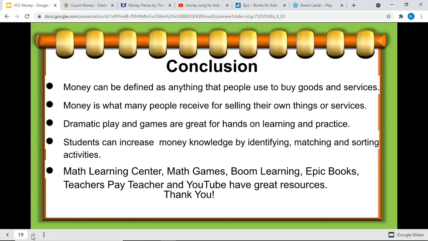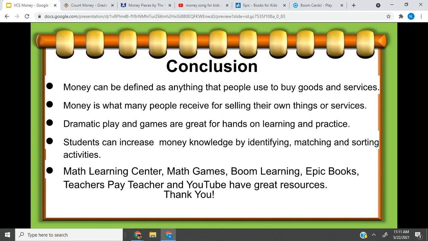In conclusion, money can be defined as anything that people use to buy goods and services. Money is what many people receive for selling their own things and services. Dramatic play and games are great for hands-on learning and practice. Students can increase money knowledge by identifying, matching, and sorting activities. Math Learning Center, Math Games, Boom Learning, Epic Books, Teachers Pay Teachers, and YouTube have great resources.